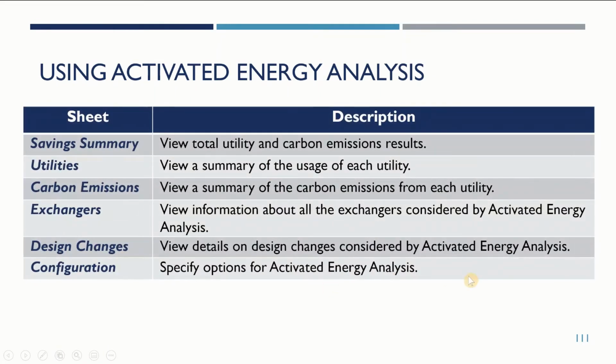This table shows the sheets that report the calculated results of the energy analysis. The first sheet is Savings Summary, where you can view the total utilities and carbon emissions results. The Utilities sheet provides a summary of the usage of each utility. The Carbon Emissions sheet provides a summary of the carbon emissions from each utility.